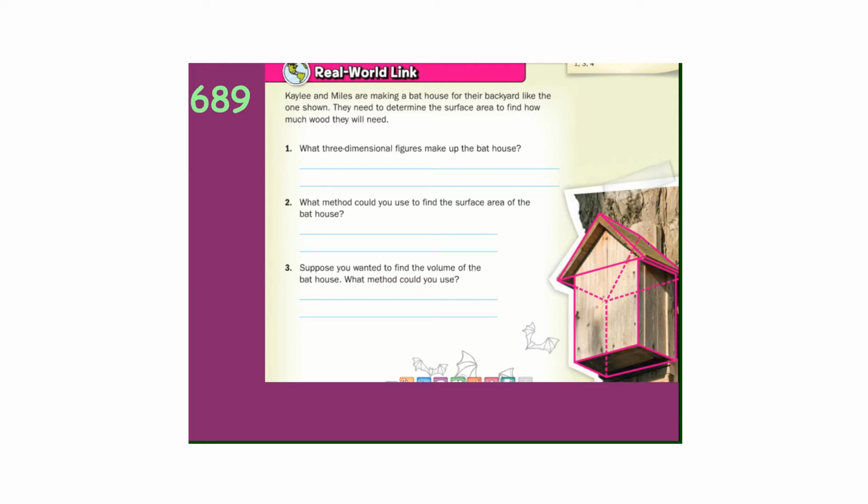What method could you use to find out the surface area of the whole house? Well, you find the surface area of each rectangle and each triangle, and you add them together. Suppose you wanted to find out the volume. What method could you use? You find the volume of the rectangular prism, and you find the volume of the triangular prism, and you add them together.